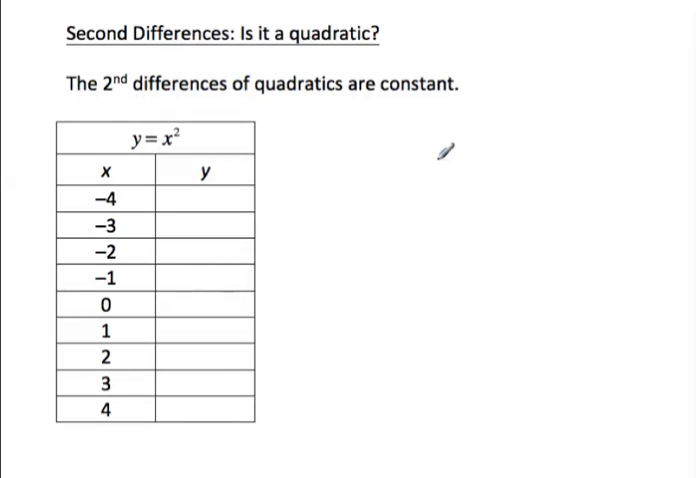One more thing to review about quadratics here, and that's how to tell if something is a quadratic when you're given a table of values. And the key is to remember that quadratics have second differences that are constant. It's easiest to see what that means from an example.